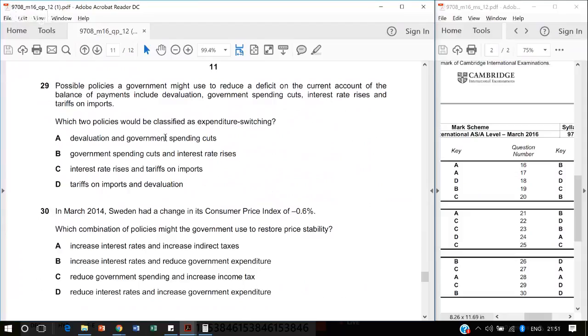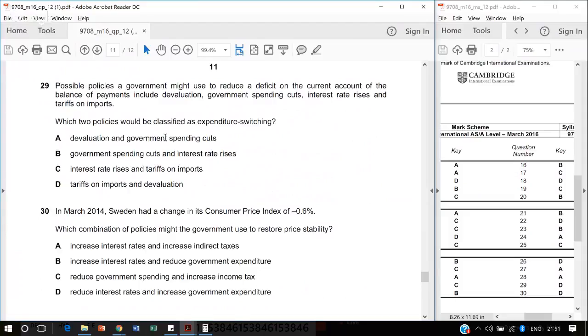Interest rate rises and tariffs on imports. So tariffs on imports are going to cause that improvement in the reduction in the deficit again on the current account. But interest rate rises would firstly counteract the tariffs on imports, because the currency is going to get stronger again, which means that the goods become less competitive. So imports will increase and exports will decrease.